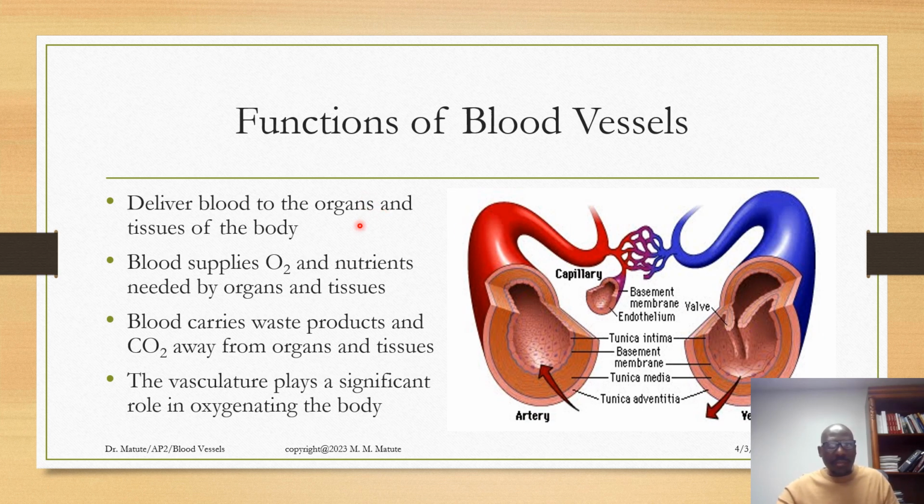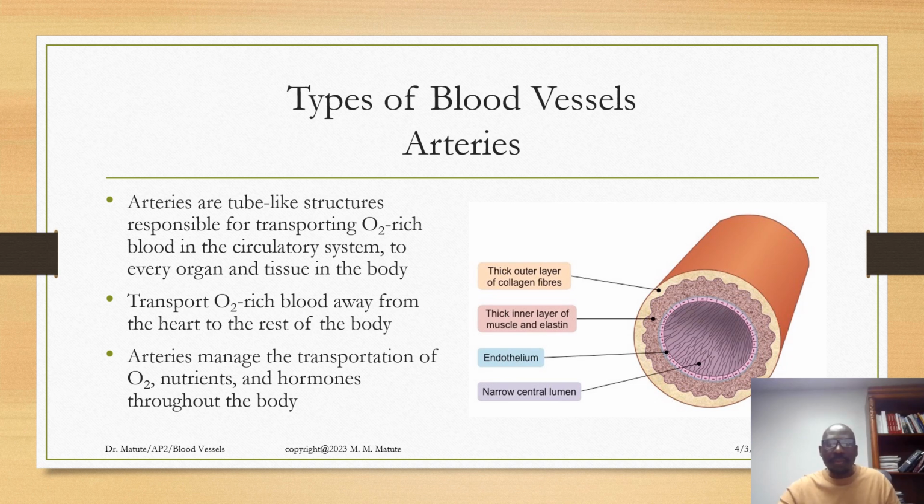This is more like a brief summary here of the functions of blood vessels. There are about four of them right here, and that's pretty straightforward. Deliver blood to tissues, and this blood contains oxygen and nutrients, and then they take oxygen-poor blood away from tissues and also waste away from tissues or cells. That way these tissues or cells end up not poisoning themselves.